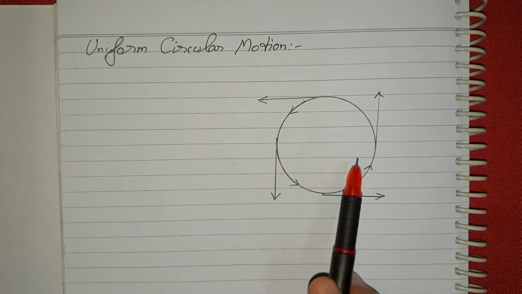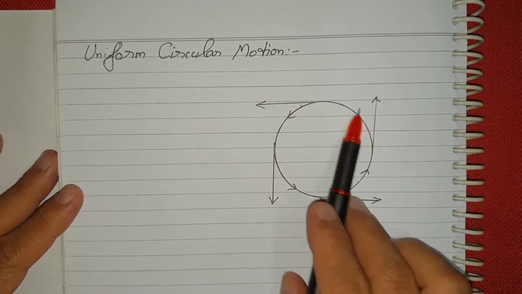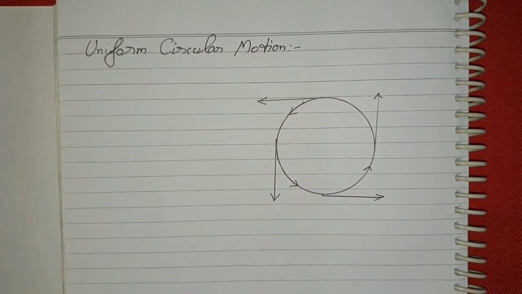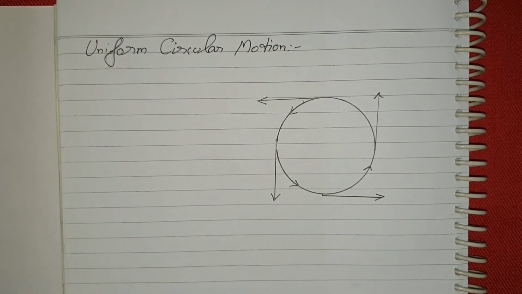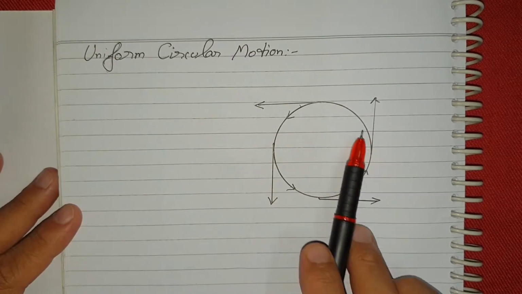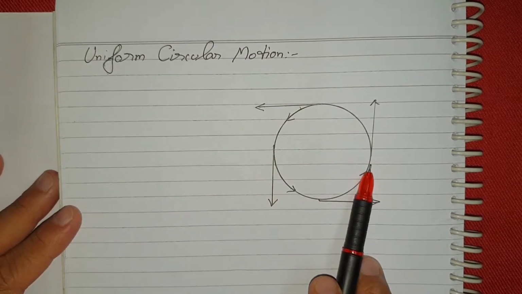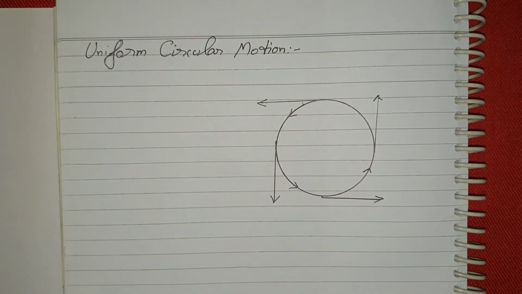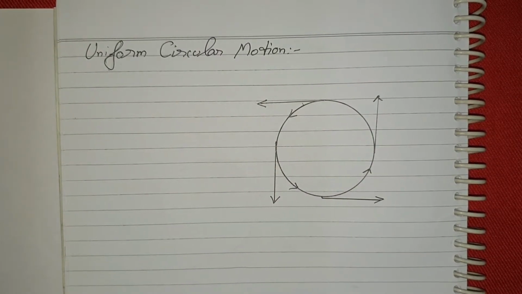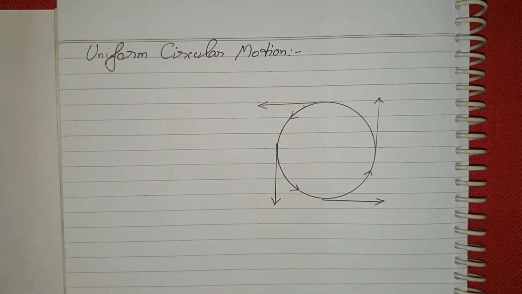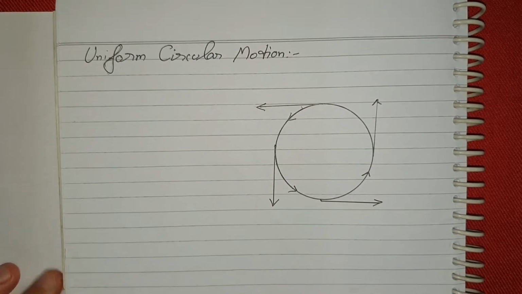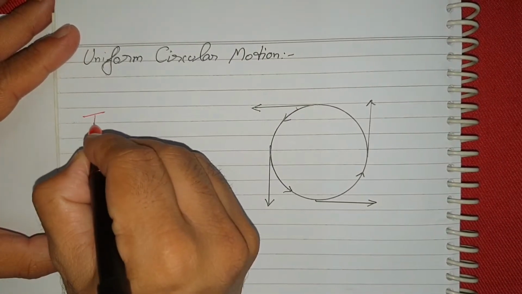Now see, the object is moving like this. Consider these 4 points. Though the object's speed, or the magnitude of the velocity, is constant, still its direction is changing. So though the speed is constant, the direction is changing, which means the velocity is changing at each instant. So this is a case of an accelerated motion. Now, the time period. The time period is represented by capital T.